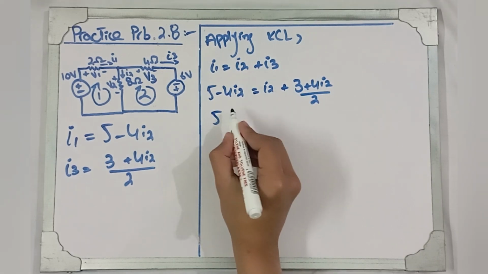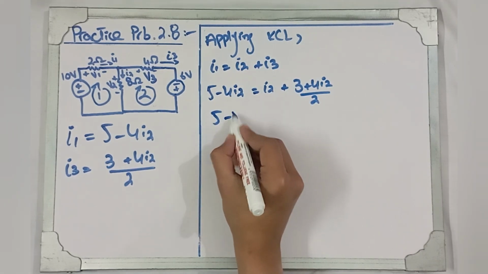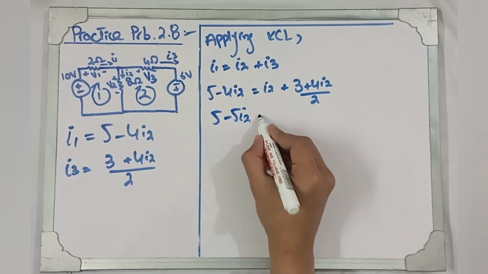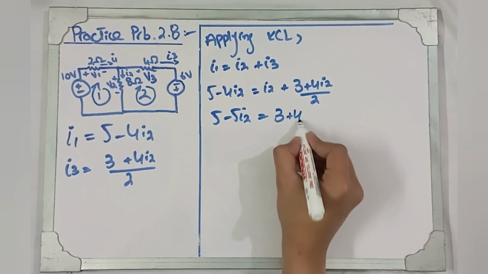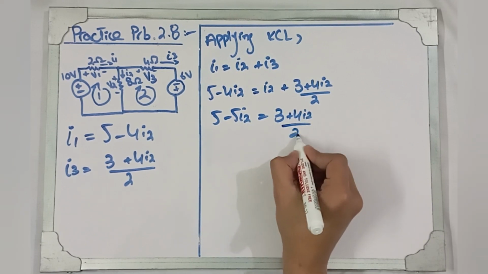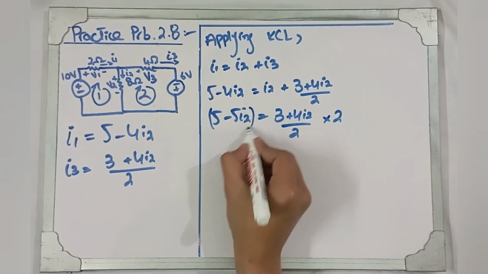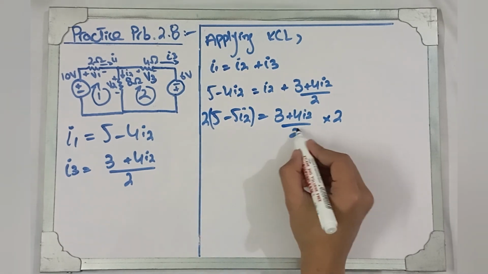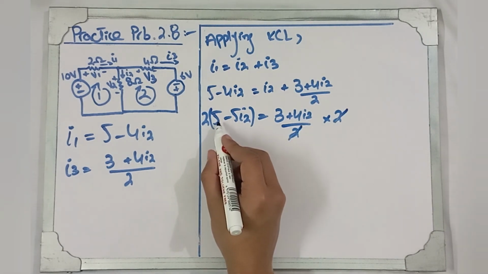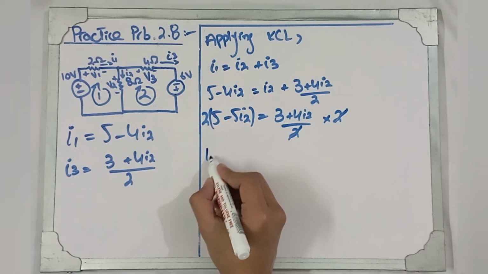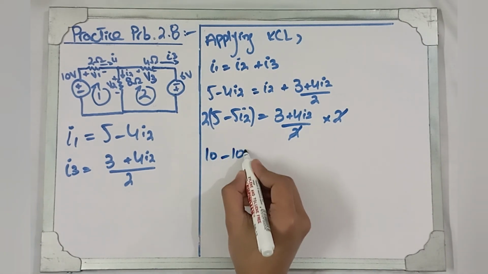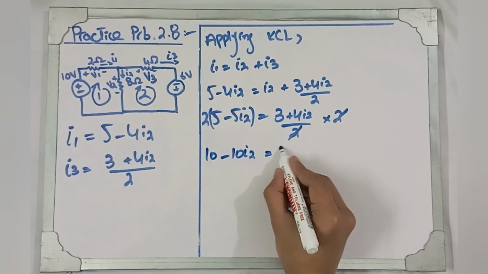Now taking I2 on the other side of the equation, it will become 5 minus 5I2 equal to 3 plus 4I2 divided by 2. Now multiplying 2 on both sides of the equation, this 2 will cancel this 2, and 2 into 5 will become 10. So 10 minus 10I2 equal to 3 plus 4I2.